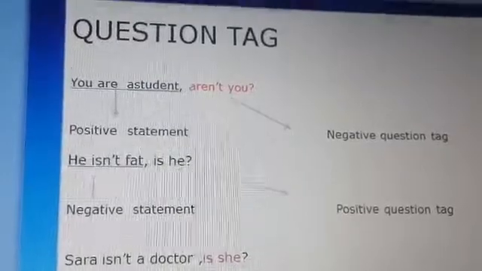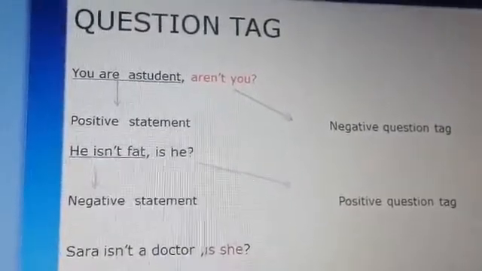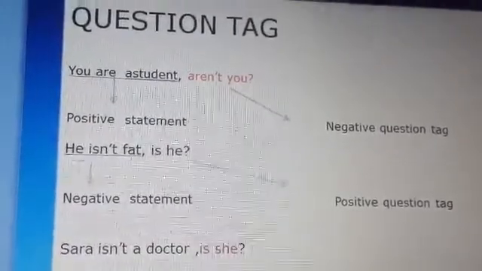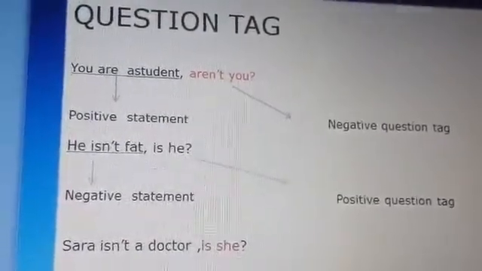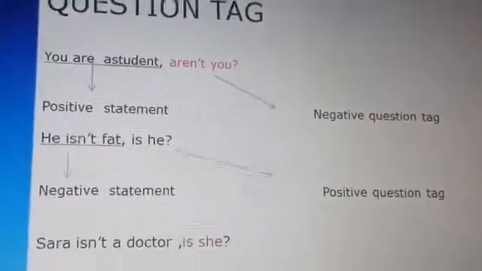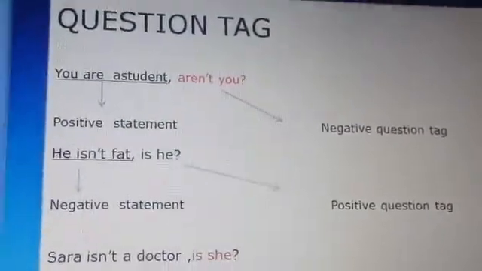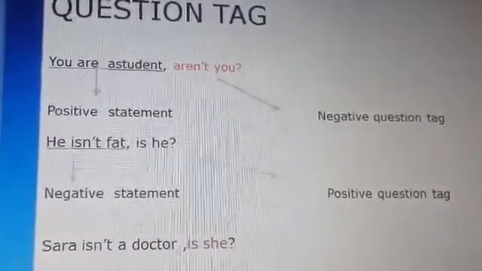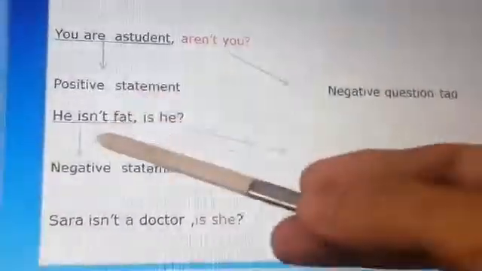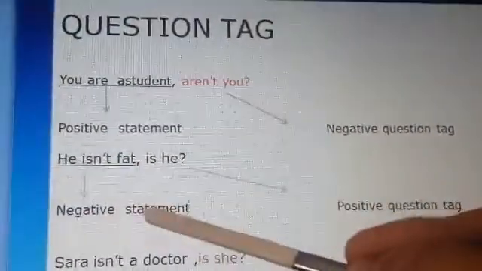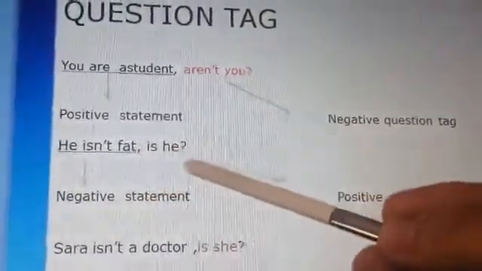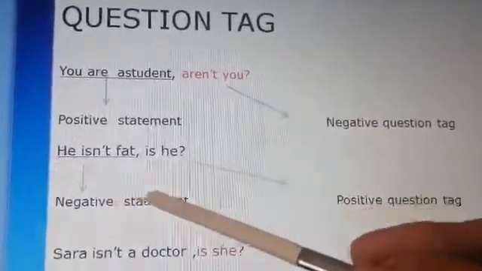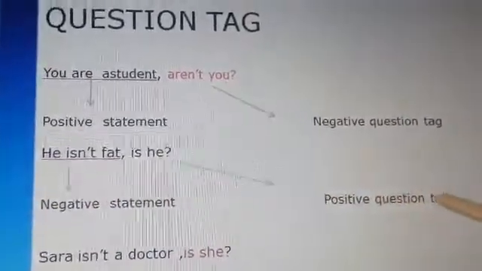So what should we do? We should switch the position of the subject and the verb. So it will be, aren't you? A negative statement should be followed by a positive question tag. Look at the second example. He isn't fat. This is what? Negative statement. Is he? Negative statement, so I must make the question tag a positive question tag.